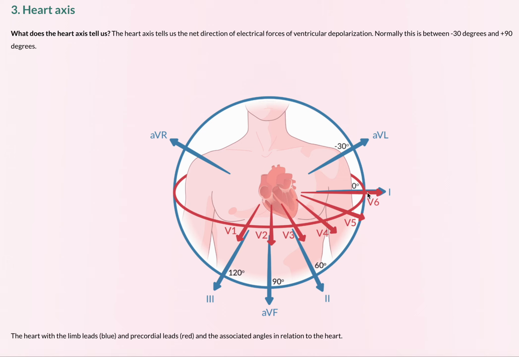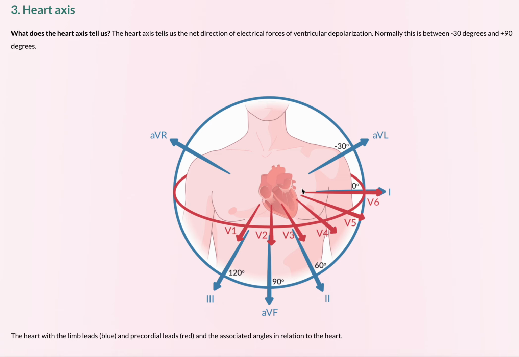That's just a convention. AVL is at minus 30, 2 is at 60, AVF is at 90, 120, and AVR is minus 150. AVR is kind of a loner lead that mirrors all the other limb leads.